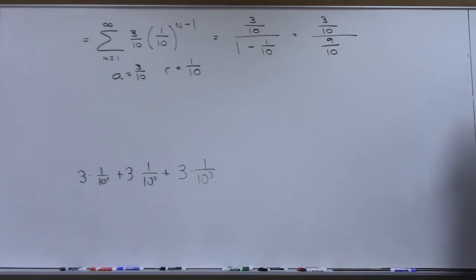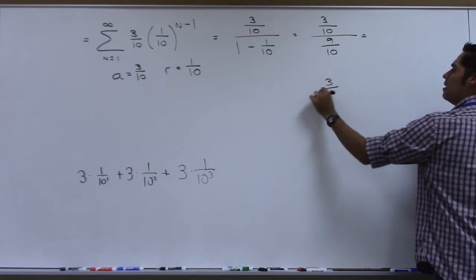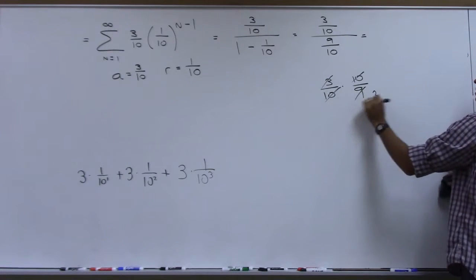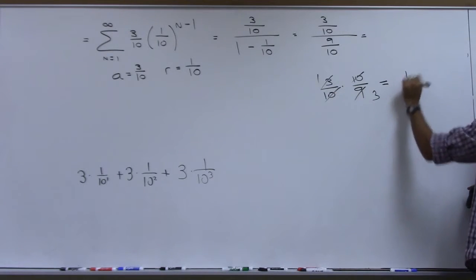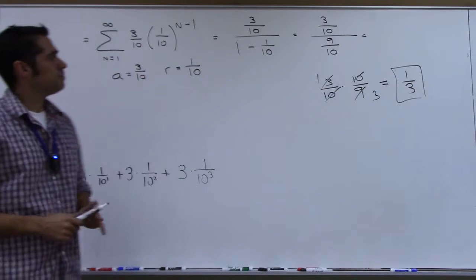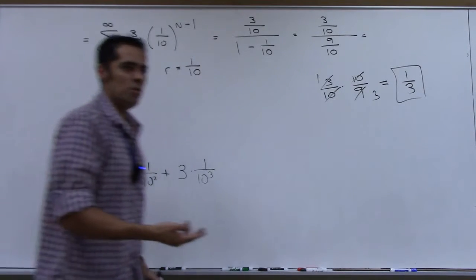9/10, right? And when you flip it, it becomes 3/10 times 10/9, 1/3. Okay. All right, now that's not very impressive. We all knew 0.333 forever was 1/3, right?